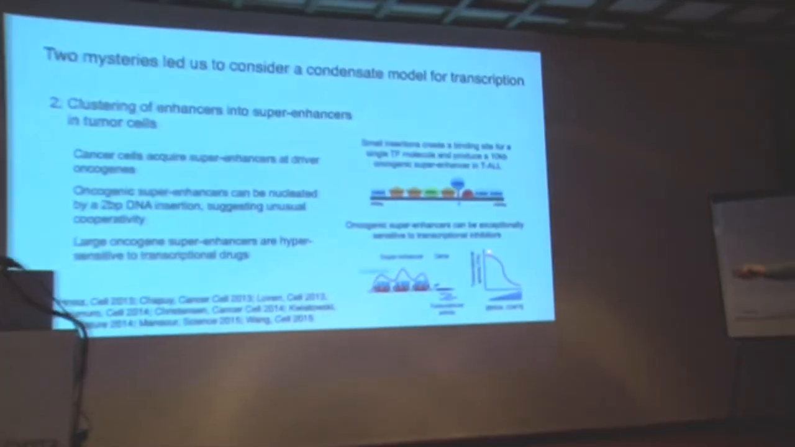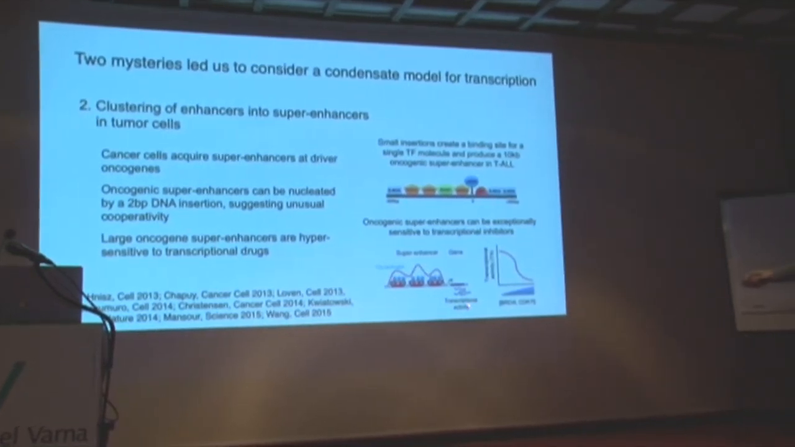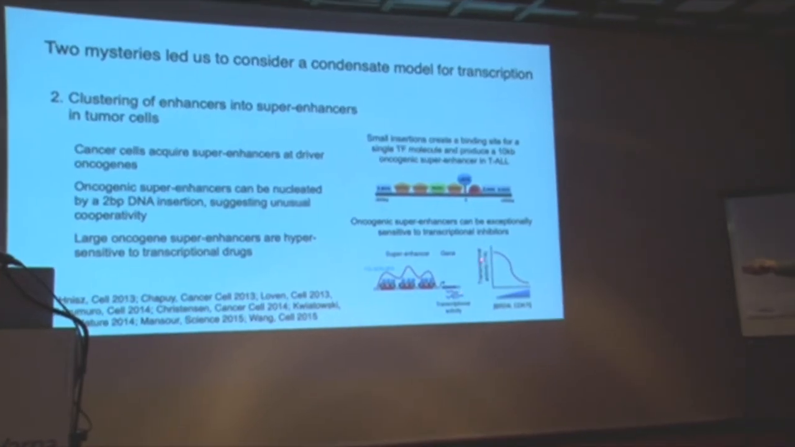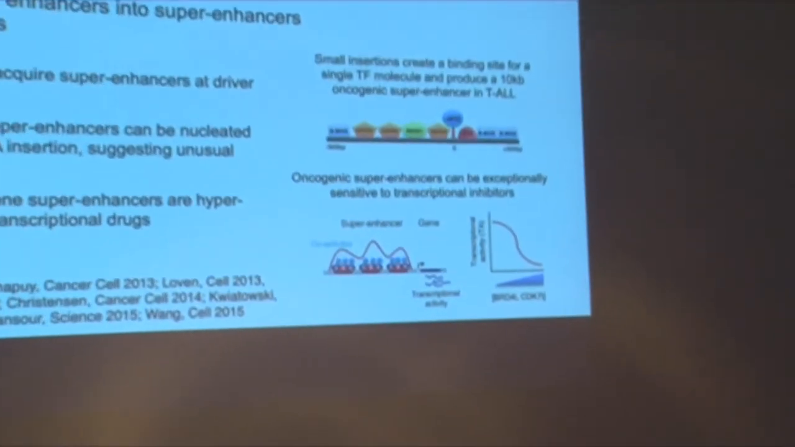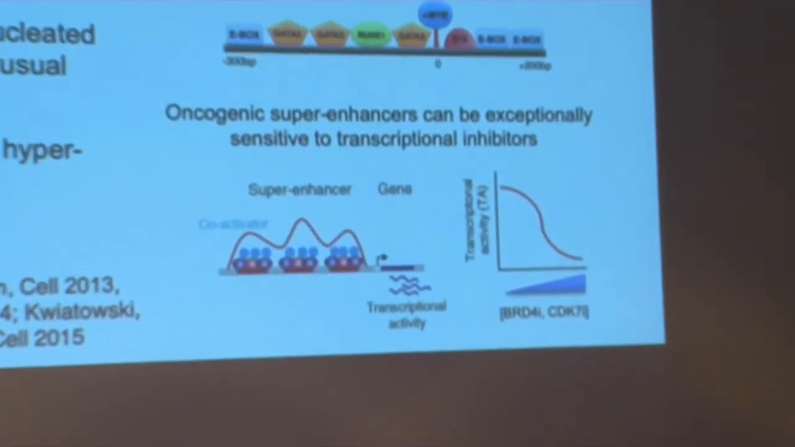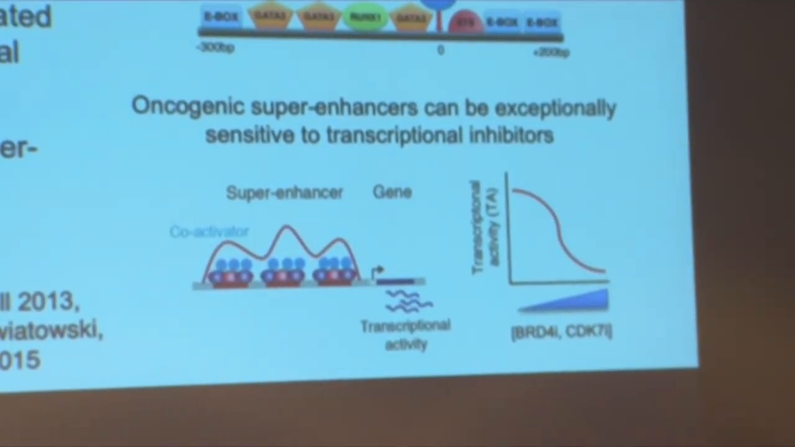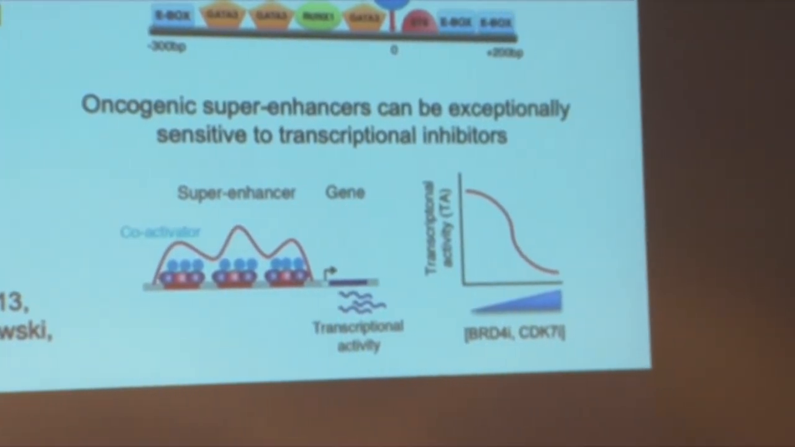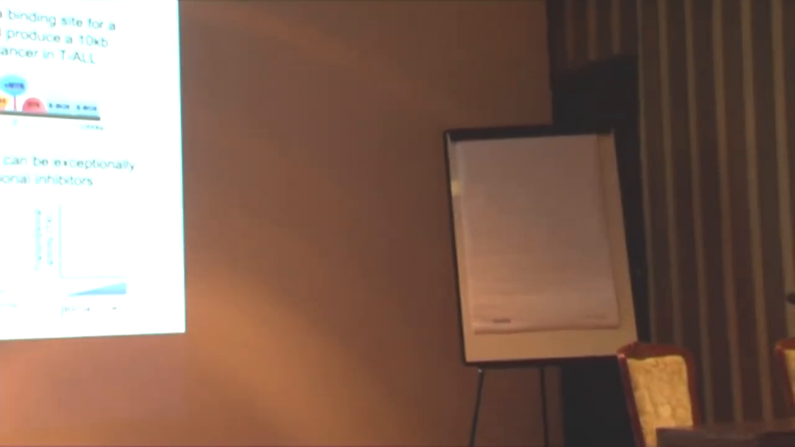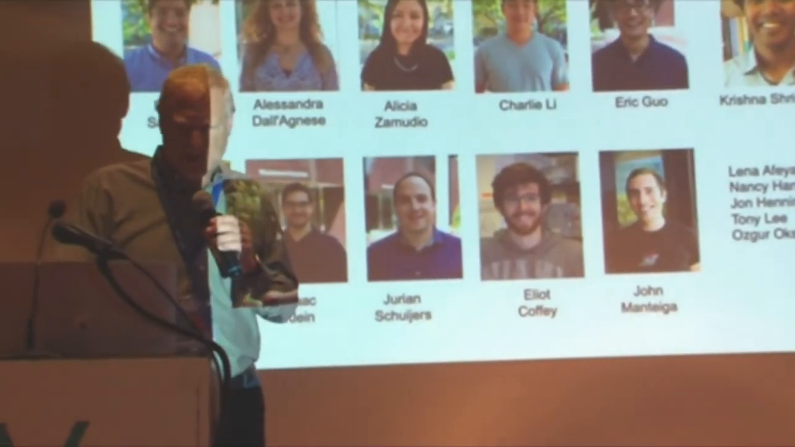Then what we saw were these unusual behaviors of the super enhancers that were driving specific oncogenes. We saw that there was a concentration of the drug where the super enhancer came crashing out, where the associated genes stopped being transcribed at normal levels. And those concentrations were much lower than where you saw effects at all the other enhancers that had the same factor. So there were some very unusual behaviors of the super enhancers that led us to this model.